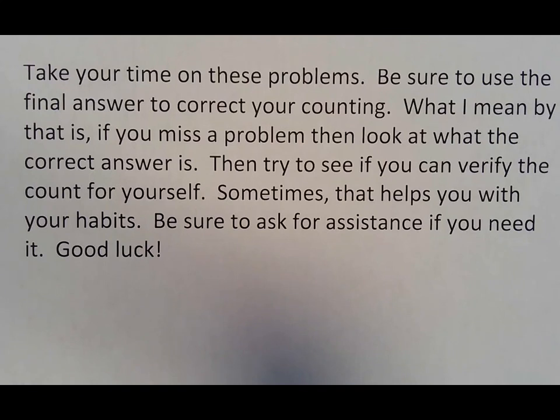Be sure to use the final answer to correct your counting. And again, that just means if you miss a problem, look at what the correct answer is and then try to see if you can verify that for yourself. Sometimes it helps with your habits. So again, be sure to ask for assistance if you need it.